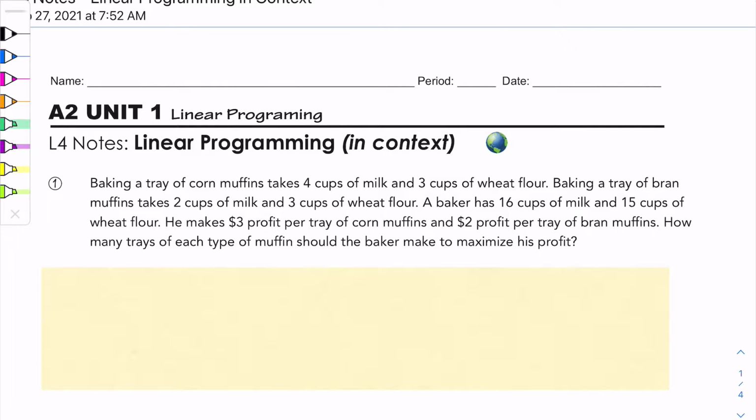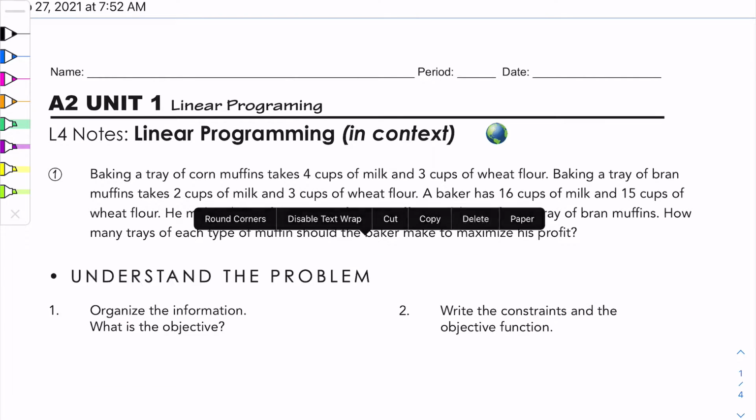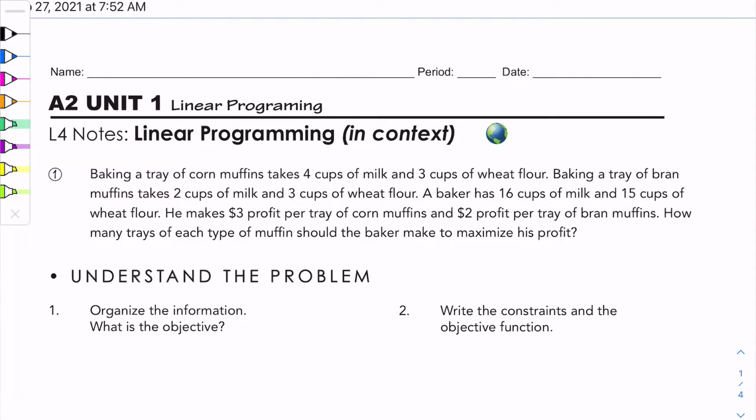The first step is to identify what the actual objective is. So I am going to highlight this sentence that says, how many trays of each type of muffin should the baker make to maximize his profit? Not all of these problems are the same, but what you should recognize in all of them is that there is a question somewhere. Somewhere in the word problem, there is some sort of statement that's posed to you, and then there's a question right after it.